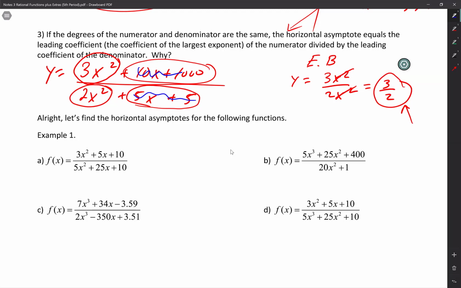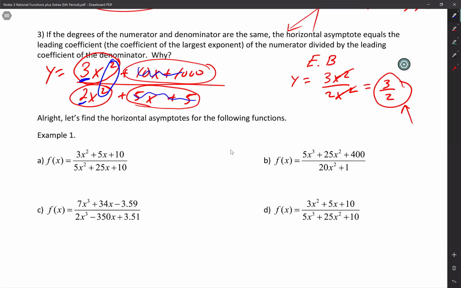So the horizontal asymptote would be 3 over 2. Okay. You know what I mean? The coefficient of the top, the coefficient in front of the highest degree, since they're both the same. Yes, you can just memorize that if you want to, but don't be a robot, guys.